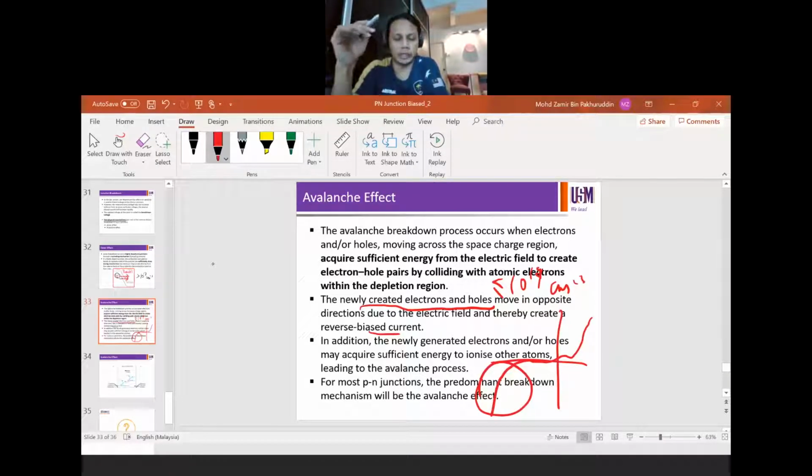The newly generated electron hole pairs will collide with more silicon atoms, creating impact ionization and therefore the avalanche effect, right? So for most PN junctions, the predominant breakdown mechanism will be the avalanche effect, because if you talk about diodes, there are some applications that really need high doping, but most of the applications typically use somewhere from 10^14 up to 10^17 doping levels.